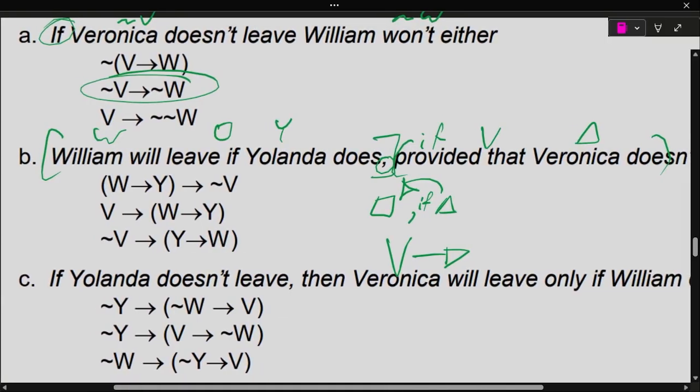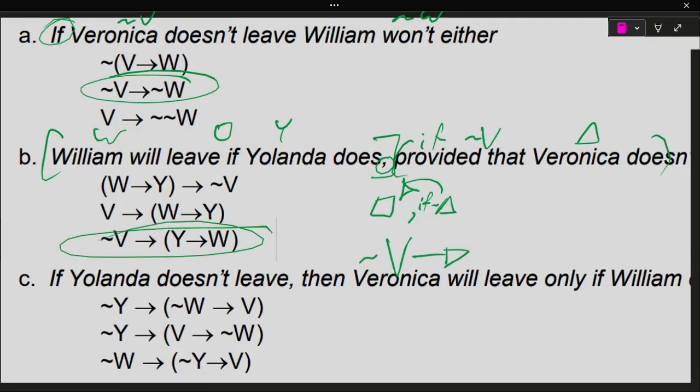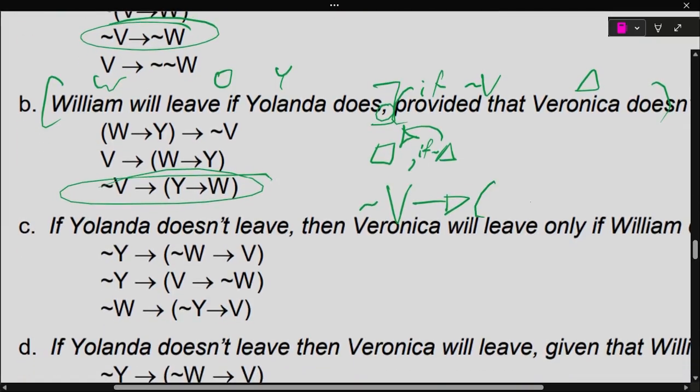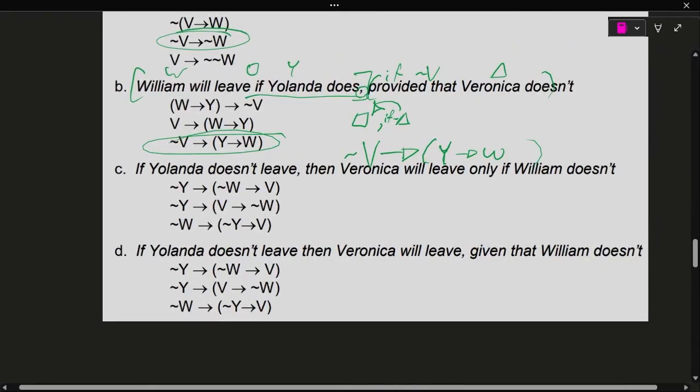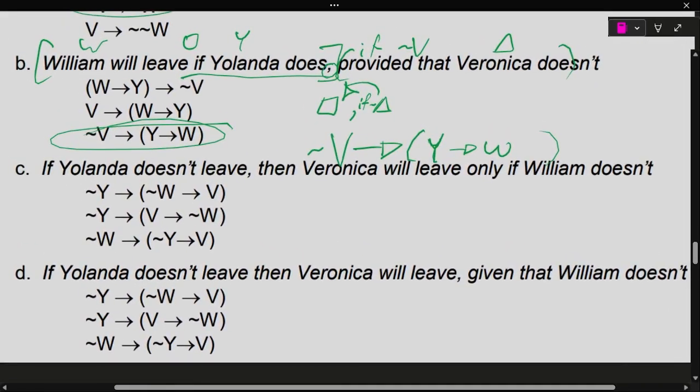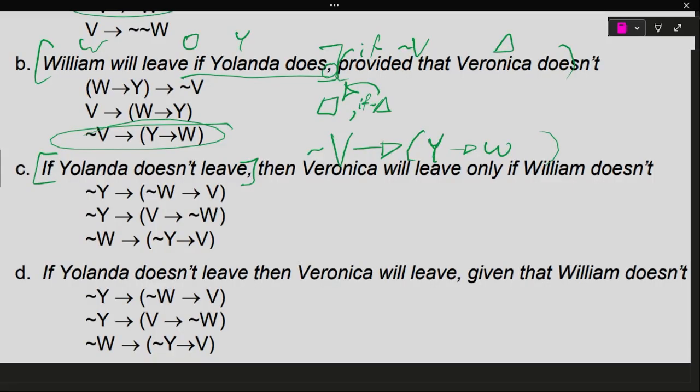Oh, it's Veronica doesn't. One second. If this does not occur. Ergo. Second one there. Because if Yolanda does, if Yolanda leaves, will William leave? If Yolanda doesn't leave, zoom in there. If Yolanda doesn't leave, then Veronica will leave only if William doesn't. We have the exact same structure here as prior. If Yolanda doesn't leave, then Veronica will leave only if blank. Because the if is first, we rule out the last option.